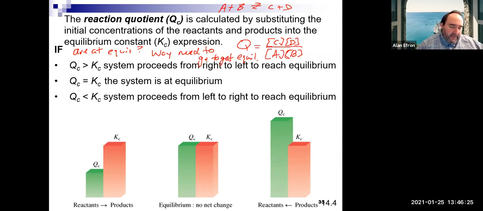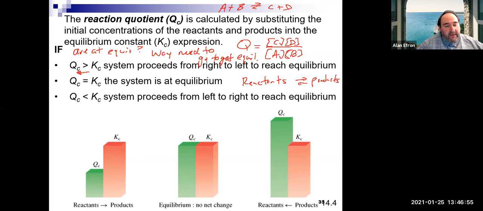So if you put all the Q's together on the left-hand side and the K's on the right-hand side, if Q is greater than the K value, that essentially means that you are not at equilibrium, and to reach equilibrium, you need to go to the left and make more reactants. So you could think about it opposite the way the arrow points. You need to go back to the reactant side to reach equilibrium.